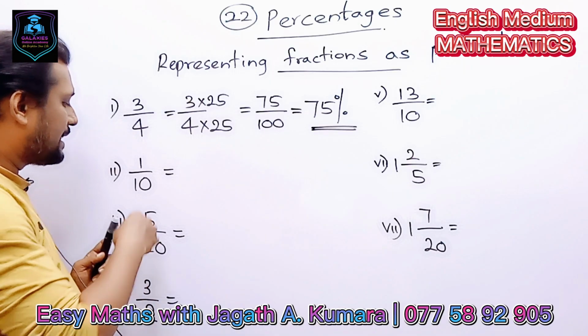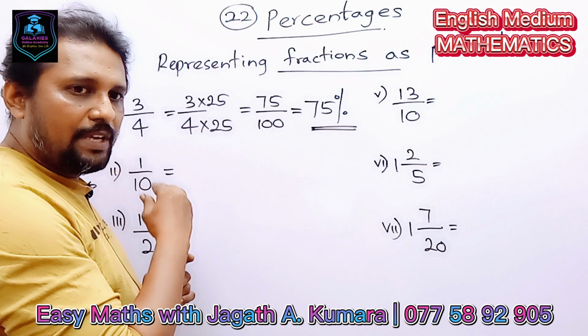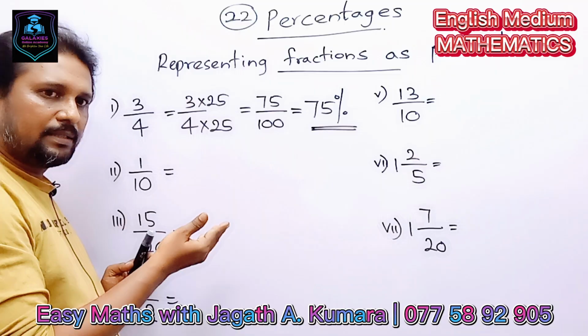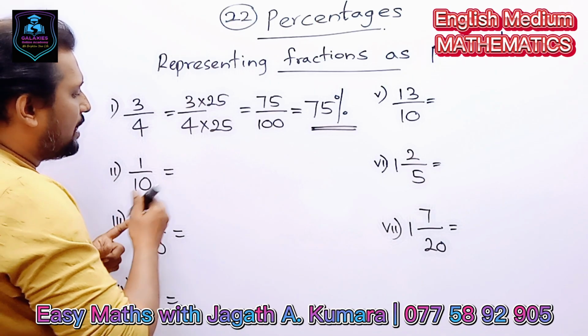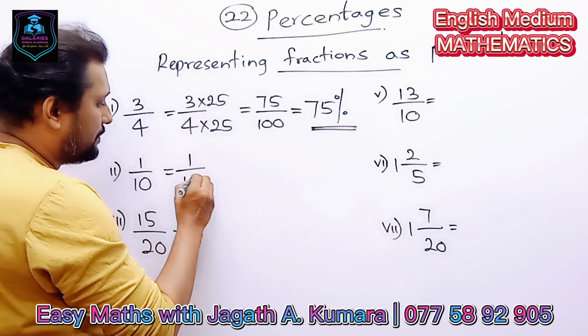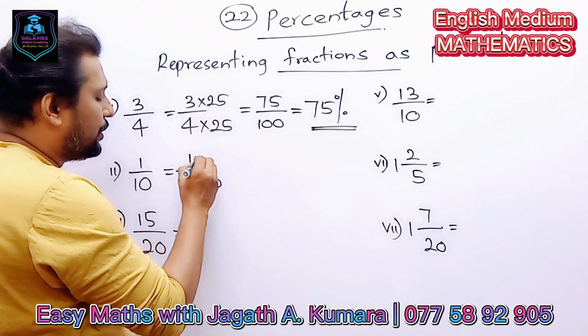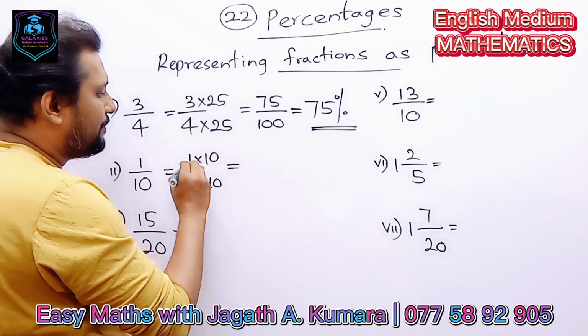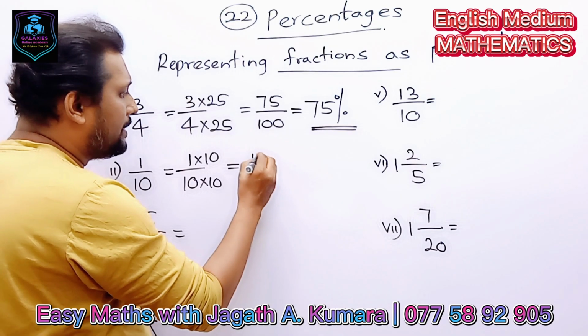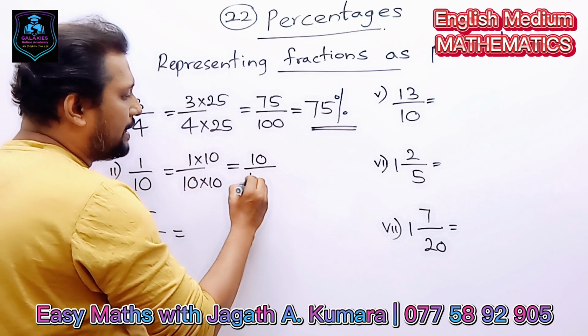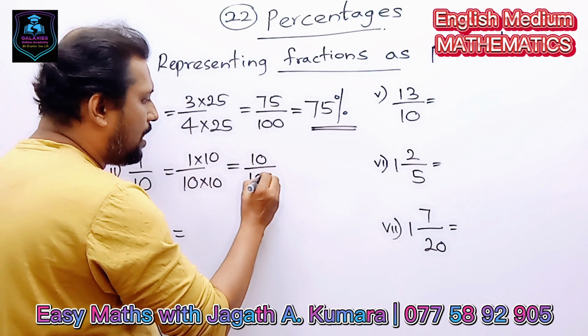Second one, look at second one, denominator 10. We have to convert into 100. So 10 you have to multiply by 10. Also numerator you have to multiply by the same value. 1 multiply 10, 10. 10 multiply 10, 100.